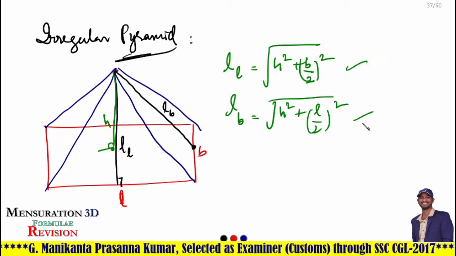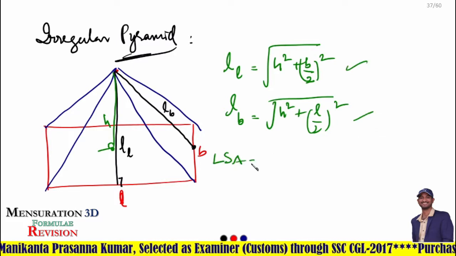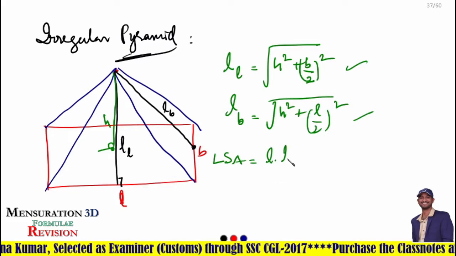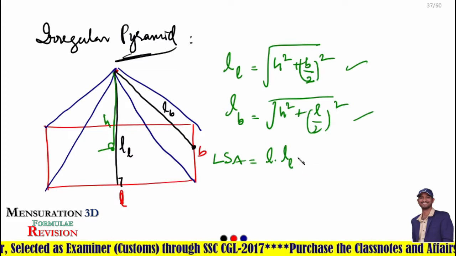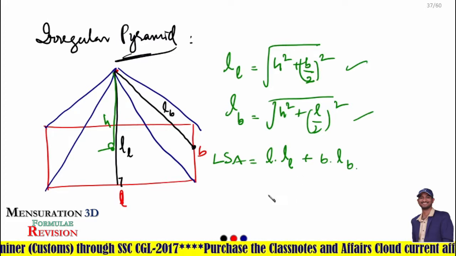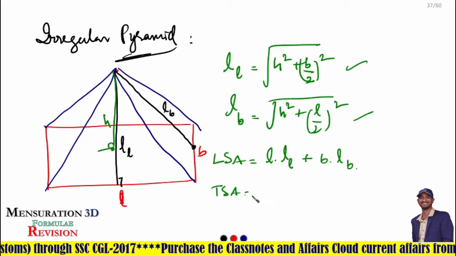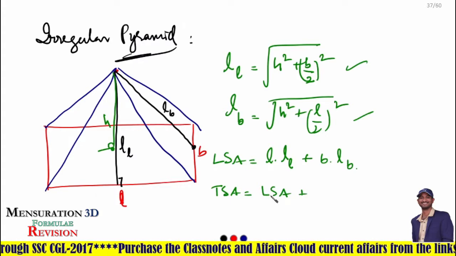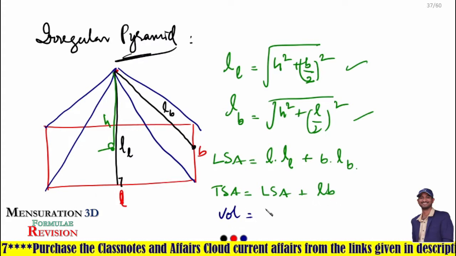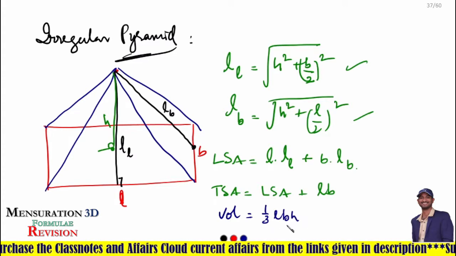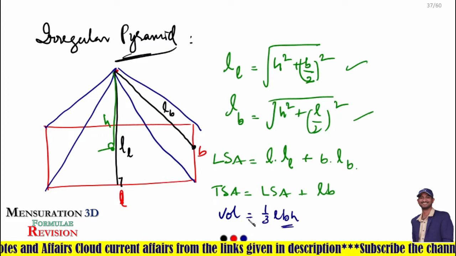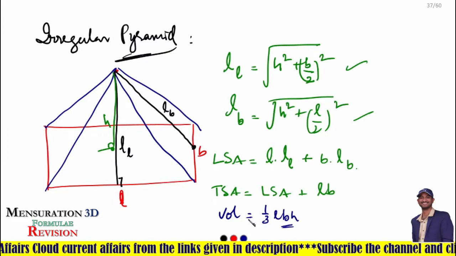Now after finding these values, the lateral surface area of this rectangular pyramid is small l into l_l, that is the slant height on length, plus b into l_b. Similarly, total surface area equals lateral surface area plus base area, that is lb. What about volume? Volume of this pyramid is equal to 1/3 lbh. These are very important things you have to remember in case of pyramids.